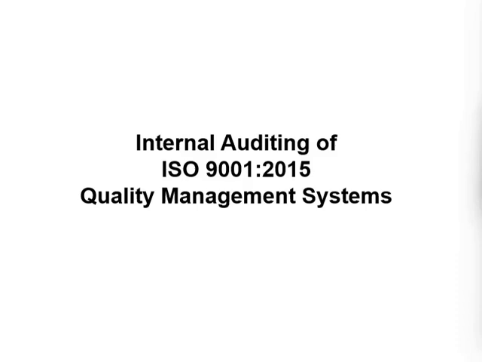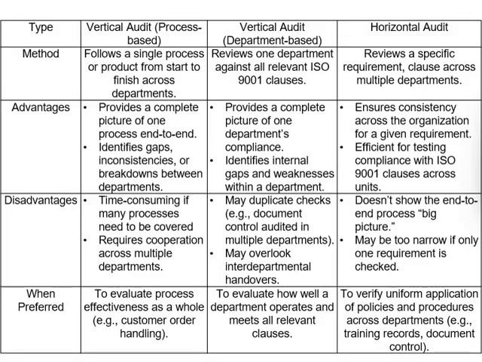Hi, we continue with our discussions on internal auditing of ISO 9001. Previously, we talked about various types of audit, which include process-based vertical audit, department-based vertical audit, and horizontal audit.